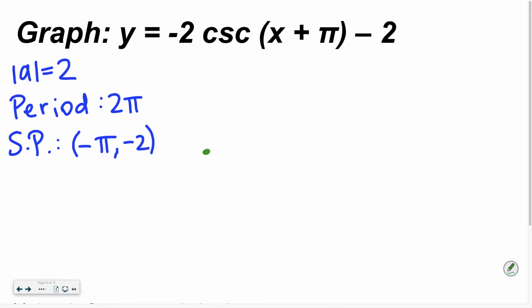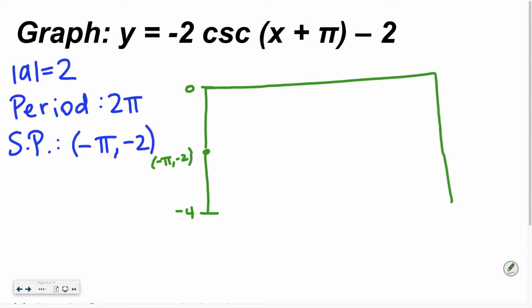So our starting point is negative pi, negative 2. Since the absolute value of a is 2, we're going to go up 2 to 0 and down 2 to negative 4. Okay. Negative pi is where we're beginning with our x value, and our period is 2 pi. Okay. So if we add 2 pi to where we begin, then where would we end?